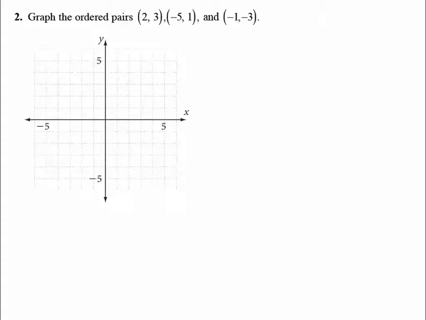Alright, so let's go for it here. Hopefully you did this already. Again, starting off the origin, going up 2 to the right, 3 up, puts a little dot right here, and then we write the coordinates. So 2, 3.